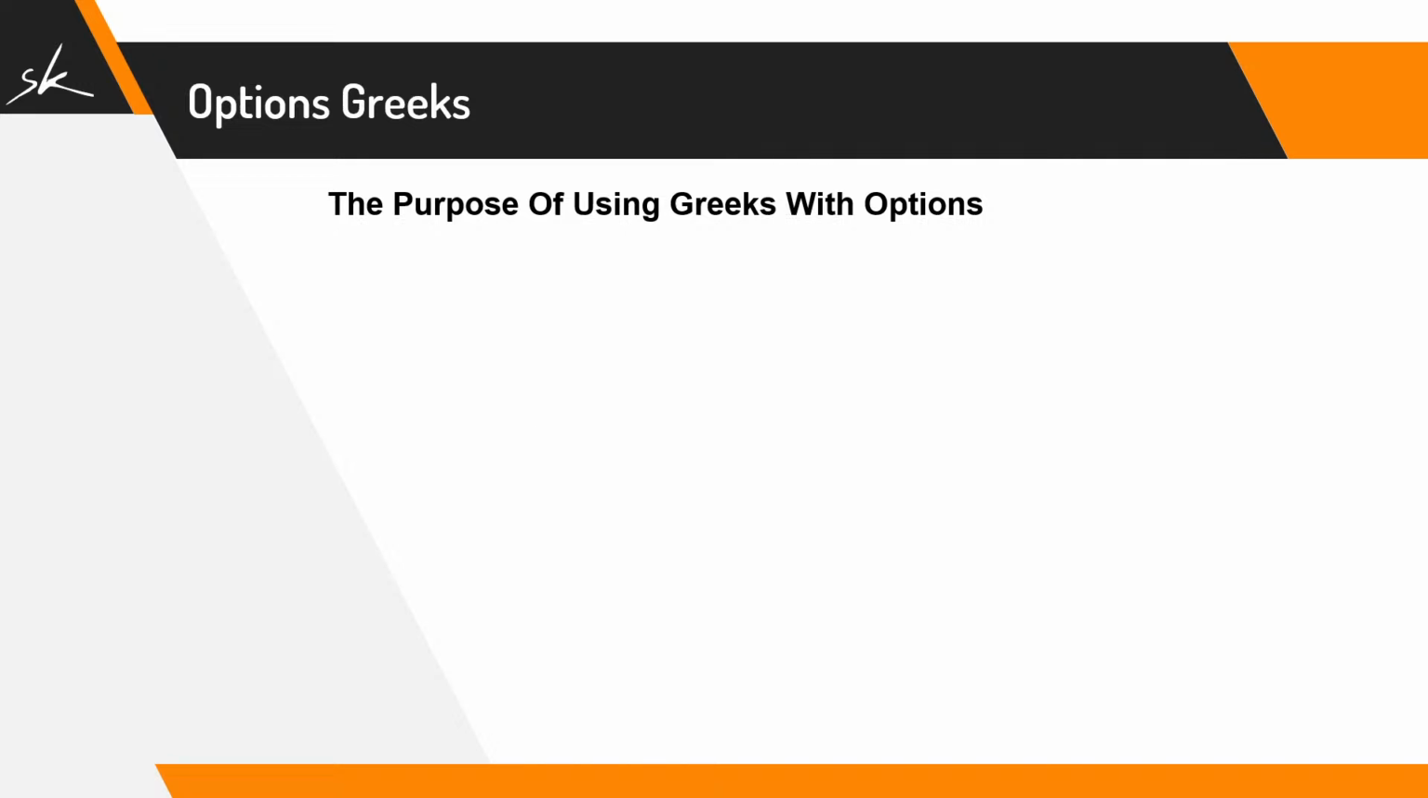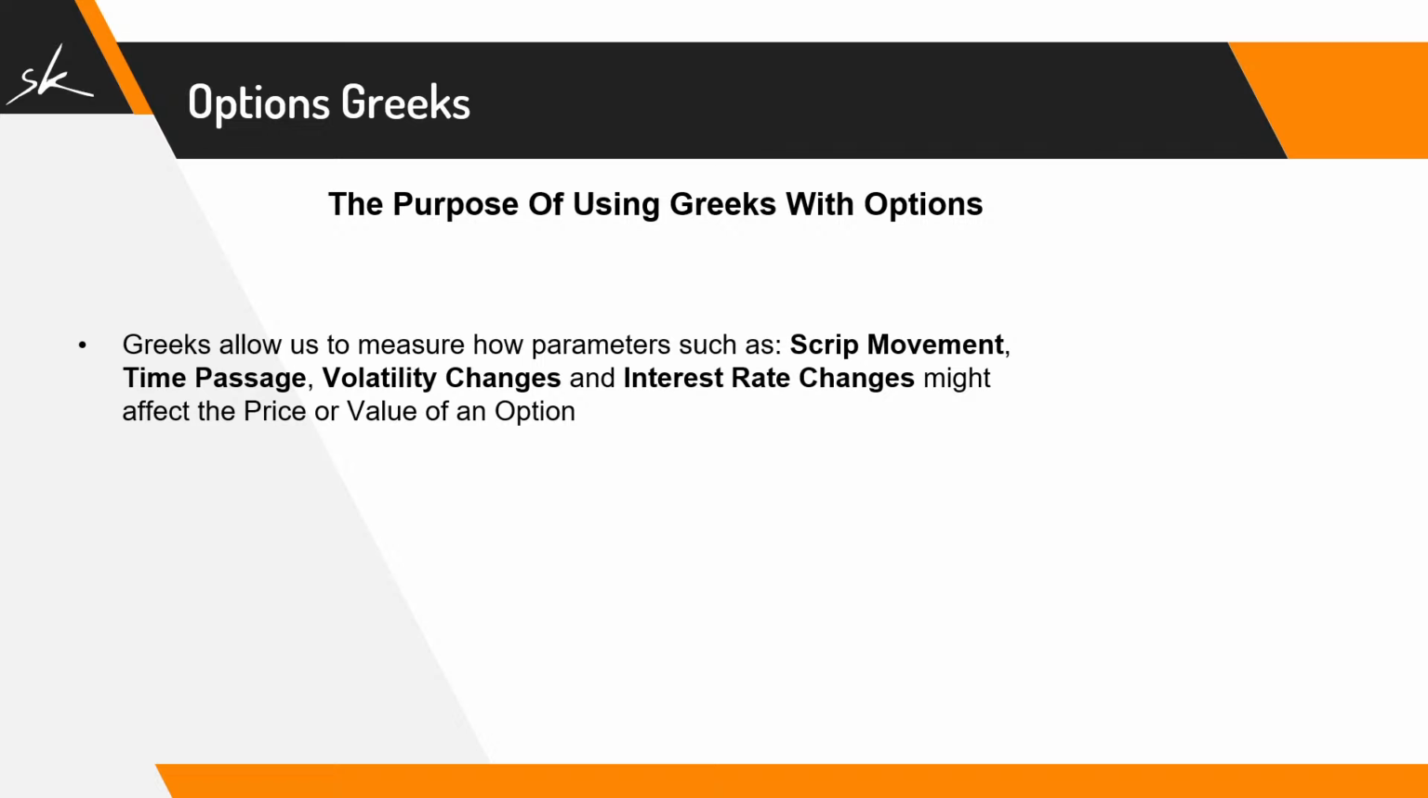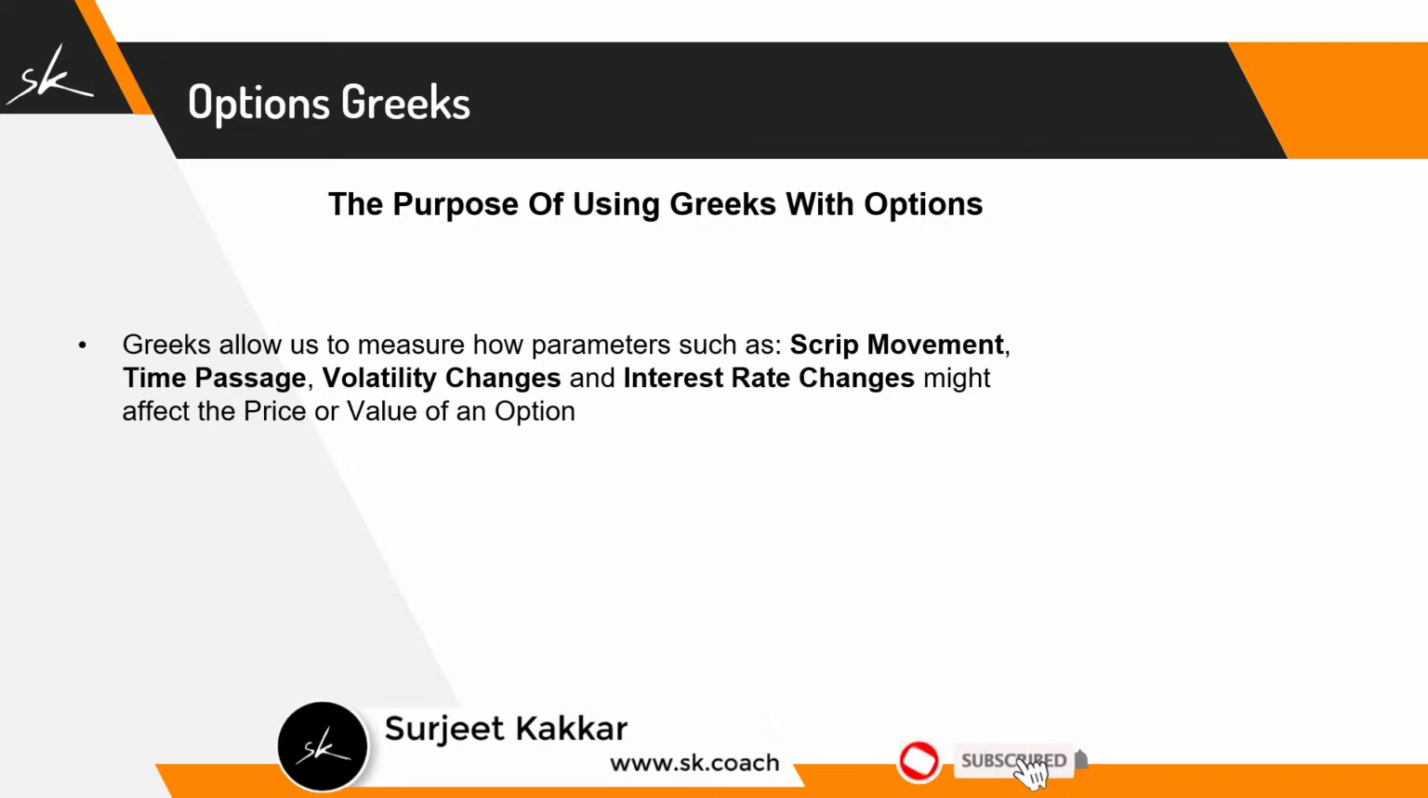Now, the purpose of using the Greeks with options. So, why do we want to use Greeks with options? Greeks allow us to measure how parameters such as the movement of the stock, if the stock is moving up or if the stock is moving down, or maybe the underlying. Similarly, when time is passing, what is going to be the effect of that? When the volatility changes, what is going to be the effect of that? When the interest rate changes, what might be the effect of that on the price or the value of the option, right?